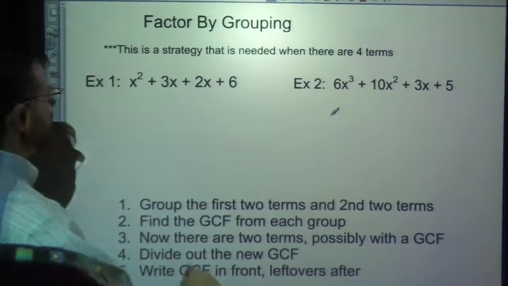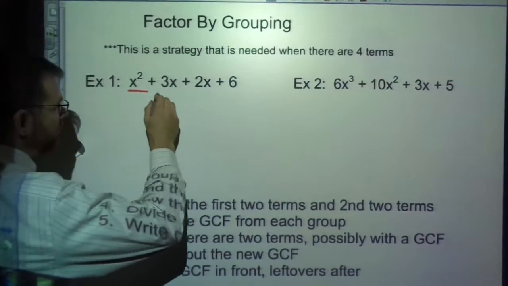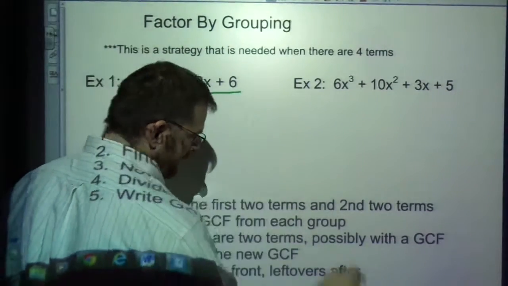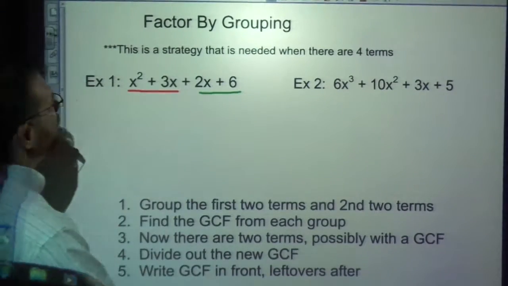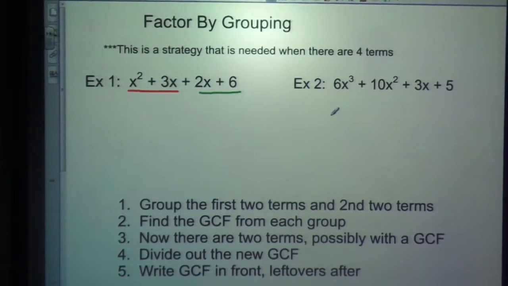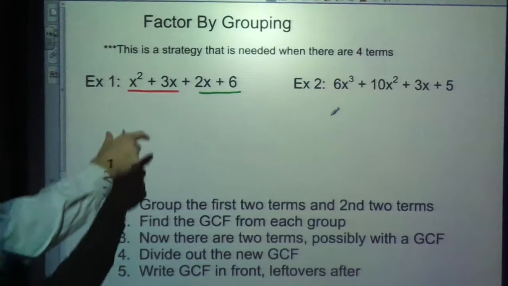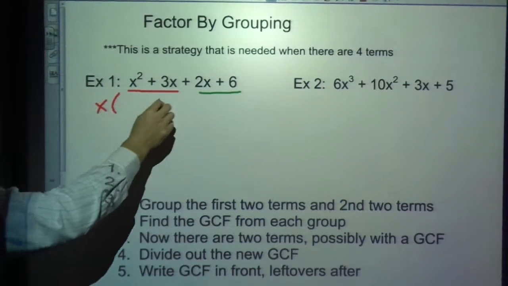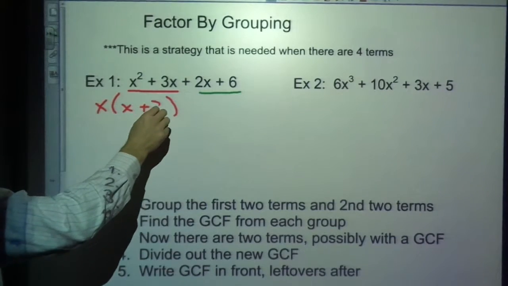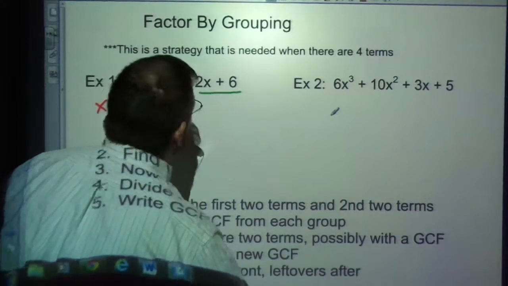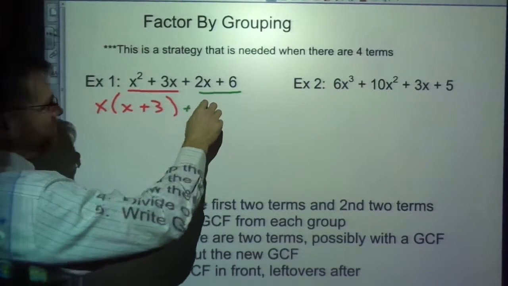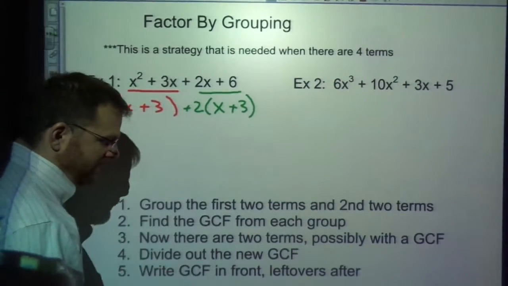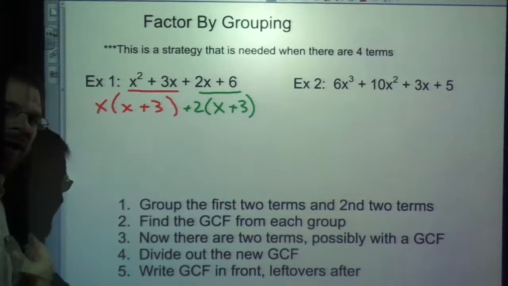What I can do is I can take these first 2 and group those together, and the second 2 and group those together. And I'm going to find the greatest common factor out of the first 2 terms. The biggest thing that can be divided out of both of these is x, and that leaves left over x plus 3. The biggest thing that can be divided out of these 2 is 2, and that leaves left over x plus 3. So now, I've got 2 terms now.